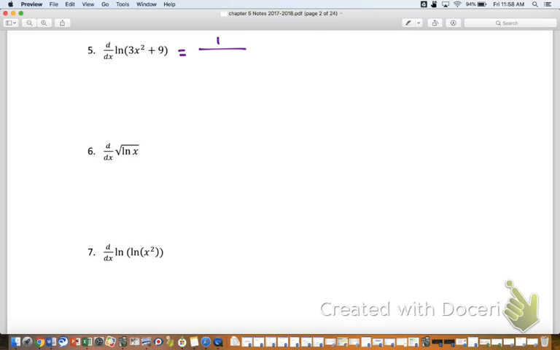1 over whatever. In this case, it's 1 over 3x squared plus 9. But then according to the chain rule, as we've been doing since almost the beginning, you have to multiply by the derivative of the inside. So in this case, we multiply by 6x. So a number of ways you could clean this up. Obviously, you could rewrite it like this.